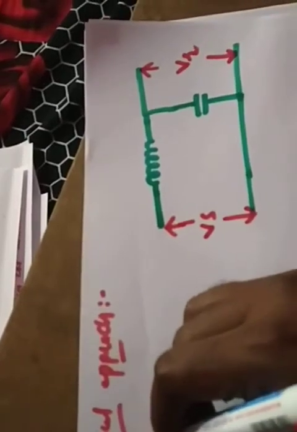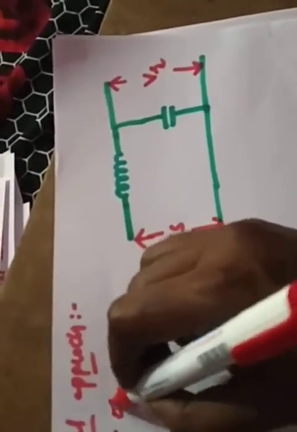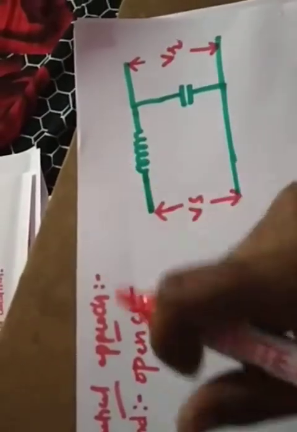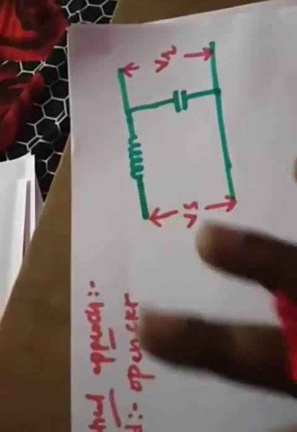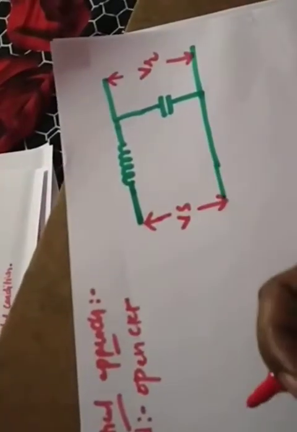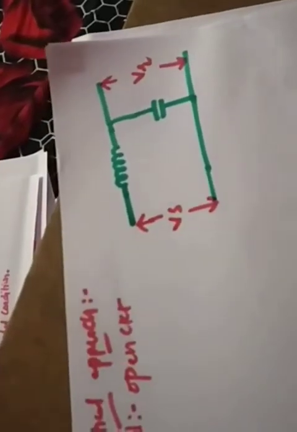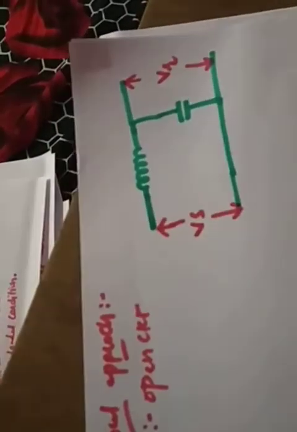because this is an open circuit. That condition is nothing but open circuit. My load is an open circuit. So in that situation, we need to prove that the receiving end voltage is greater than the sending end voltage, right? If you prove that, definitely the statement is correct. Otherwise, we can make it a wrong statement, right?